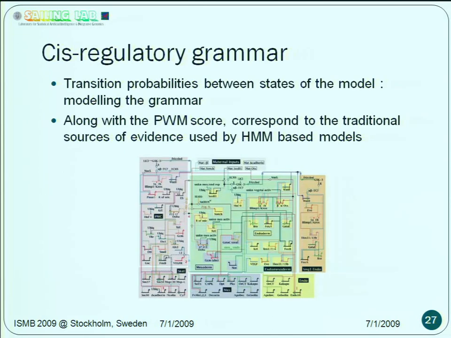We try to model the cis-regulatory grammar by modeling transition probabilities between states of the model. By states, we mean background, binding site, CRM backgrounds, and so on. And along with the PWM score, these are the two main sources of evidence which are traditionally used in hidden Markov models. But we go on to add many more such features.